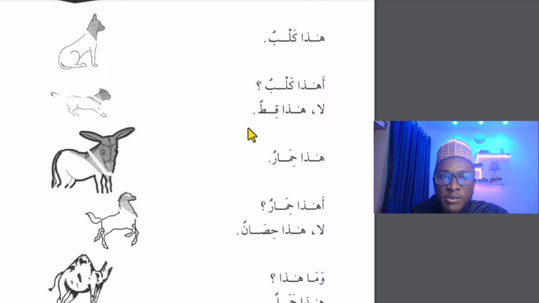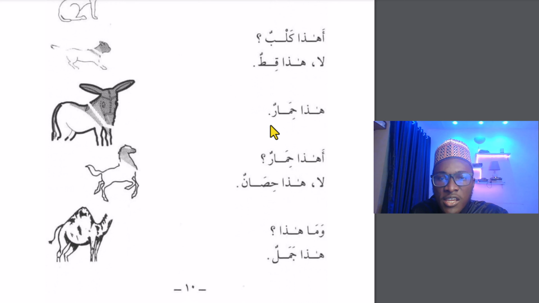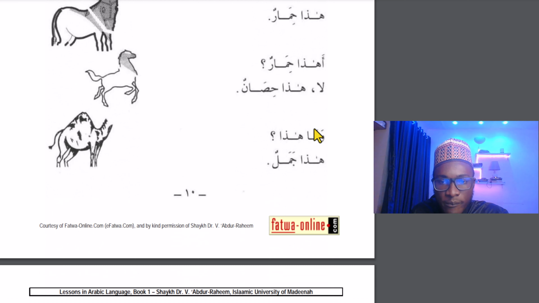So kittun means cat. Kelbun means dog. Okay. Hadha himarun. This is a donkey. Ahadha himar. Is this a donkey? La, no. Hadha hisanun. This is a horse. So himarun is a donkey, hisanun is a horse.